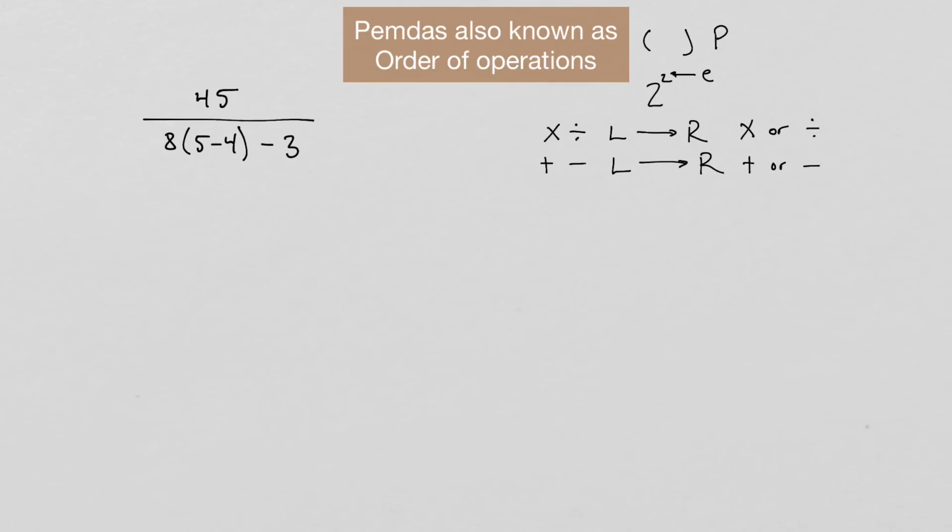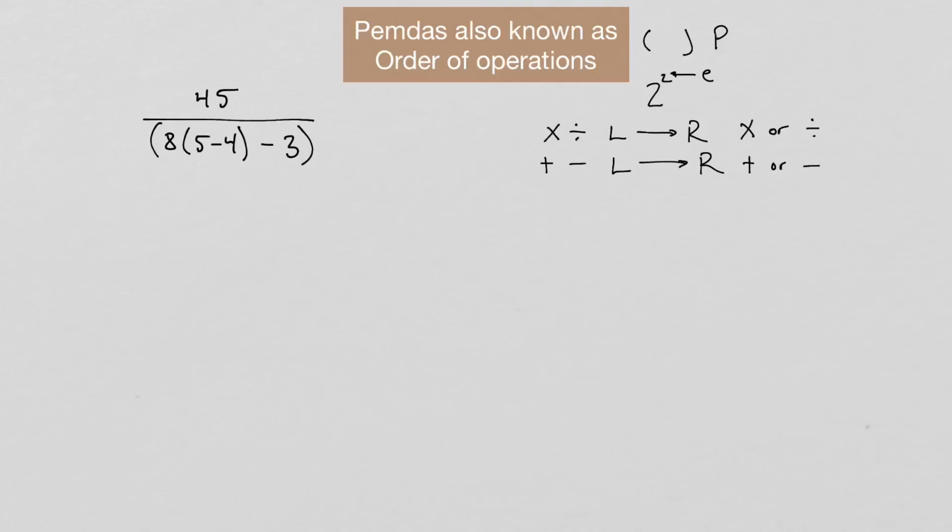Okay, looking at this problem here, like I just said, you could put everything in the top and bottom inside parentheses. Remember that if you have a single number like that, it's really not needed. So starting at the bottom here, we have parentheses inside parentheses. So we work in the inner parentheses first, working our way out.